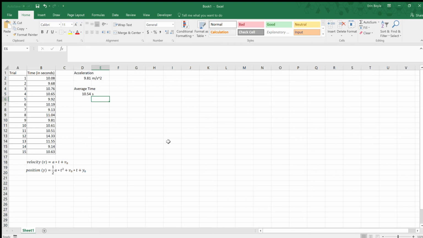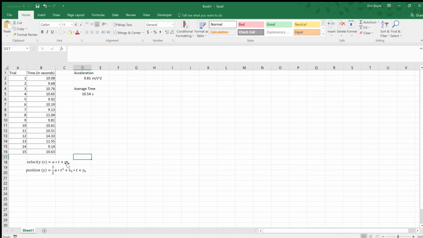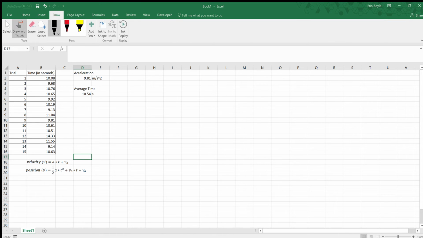In class, I said, remember, we're starting the ball by dropping it from a standstill. So the v0 term in the velocity equation is 0, which means that this goes away and this term goes away. And then we also said y0, this value here, is also going to be 0, so this goes away. That simplifies the equations we're going to use even more.